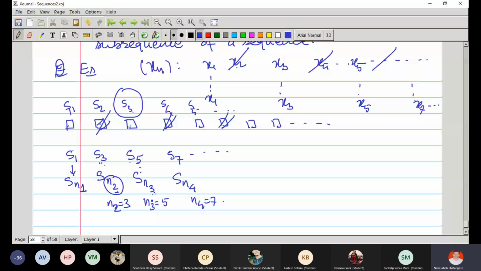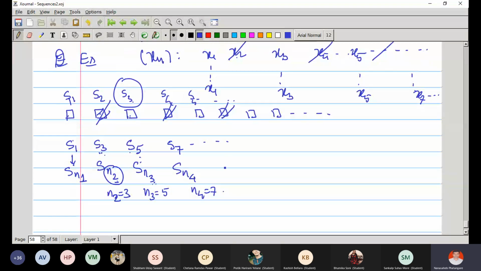And therefore, when we delete some terms, the positions get changed. So we should know what the original position in the sequence is and what the position in the subsequence is. Correct? Do you understand what I want to say?